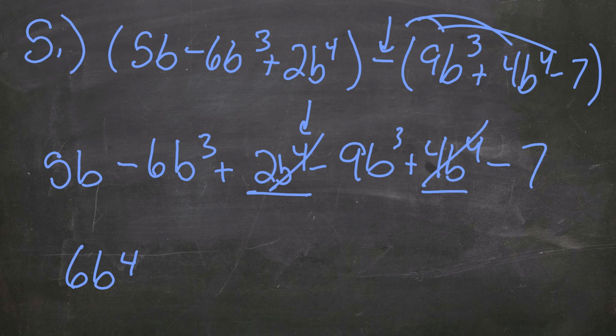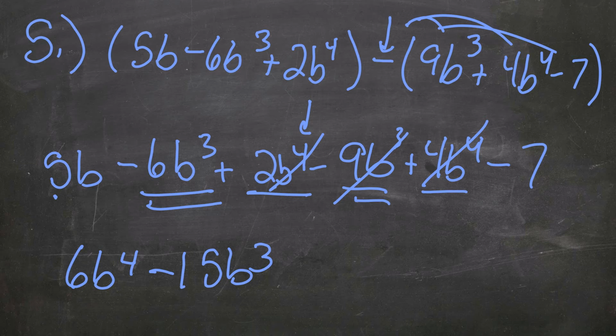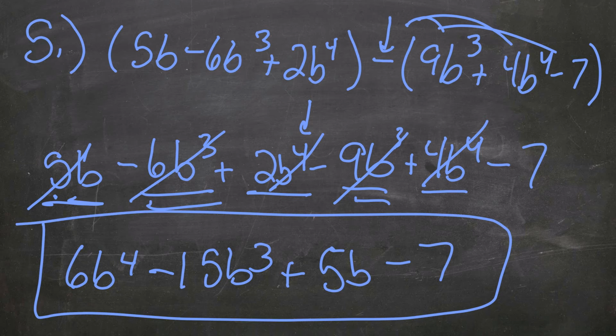Cross them off just so I don't accidentally use them again. Now I see minus 6b cubed and then minus 9b cubed. That's minus 15b cubed. Cross them off. There are no b squareds, so I move right on to b to the first power, so I have plus 5b. Cross it off, and then minus 7. And that's my final answer.